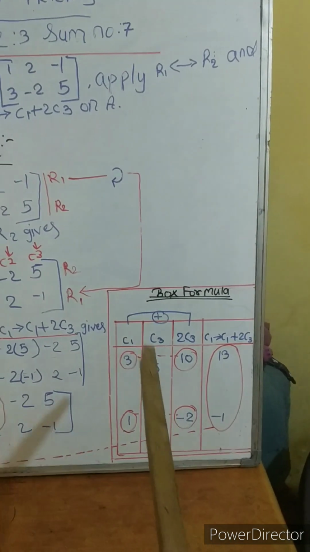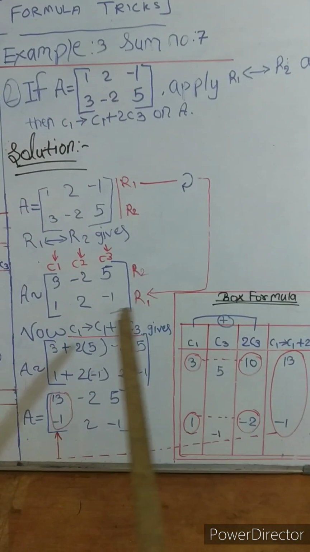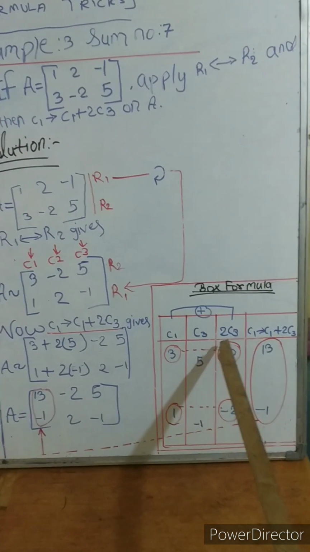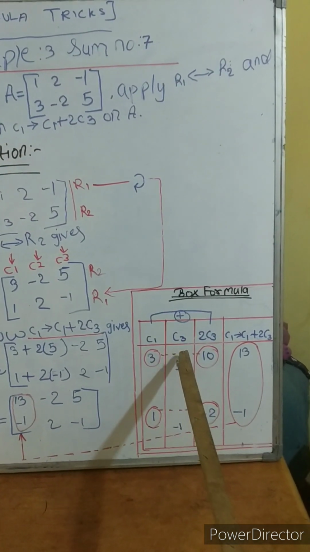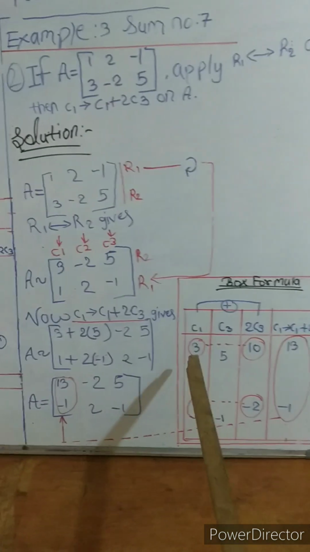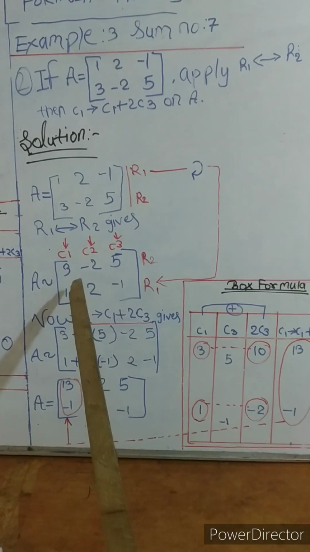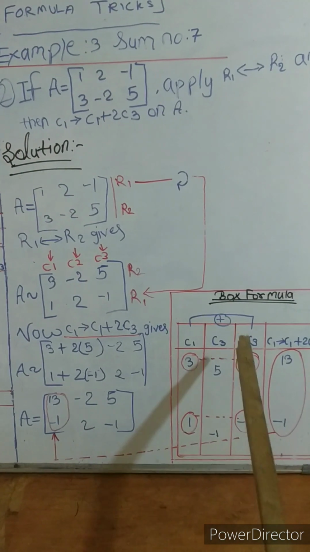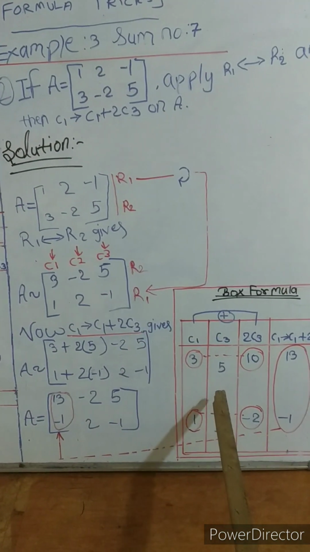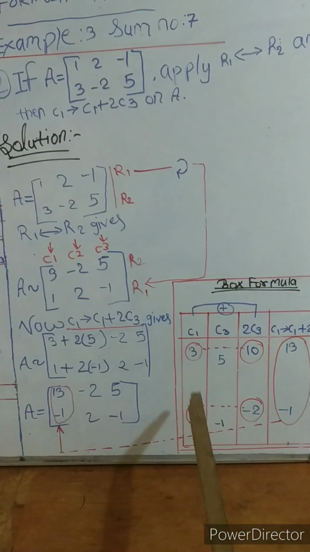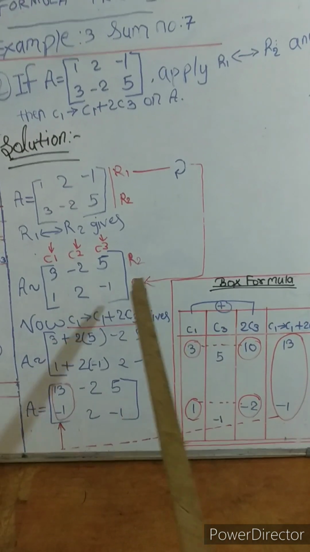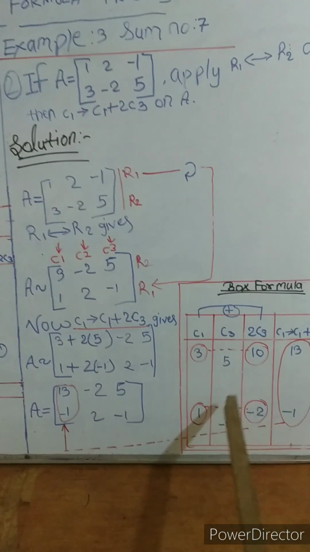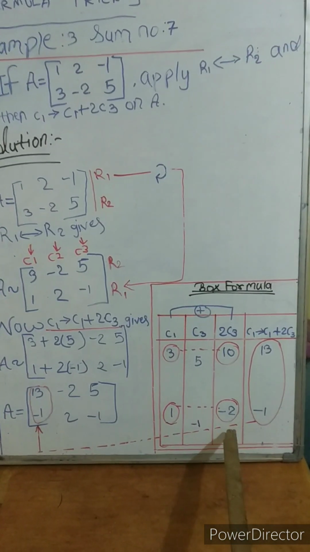Same box formula, C1. The entire equations we have to write here. Next, 2C3. Next stage, C3. Next, C1. Finally C1 equal to 3 1, C3 equal to 5 minus 1. Here 5, here I have written, minus 1 I have written here. Next 2C3, it means 2 into C3: 2 into 5 are 10, 2 into minus 1 are minus 2.